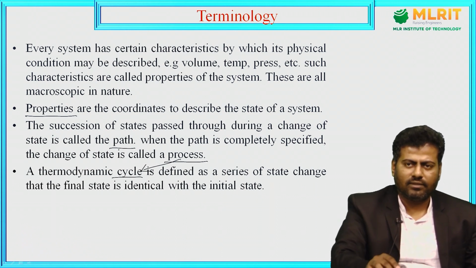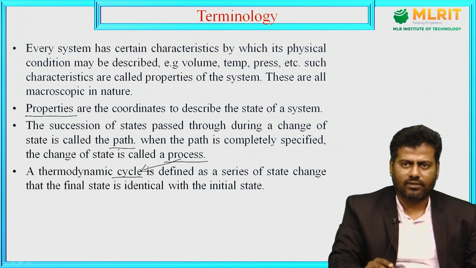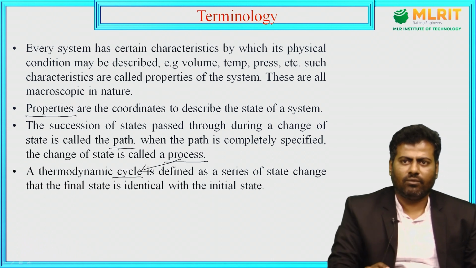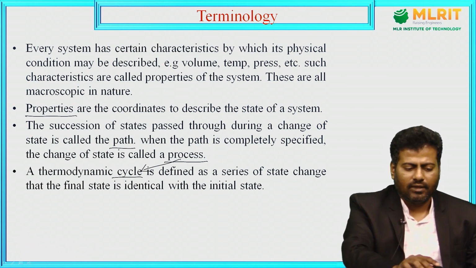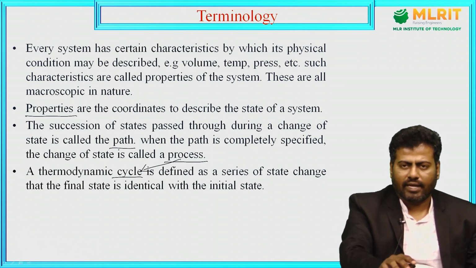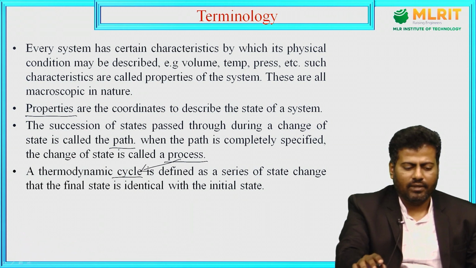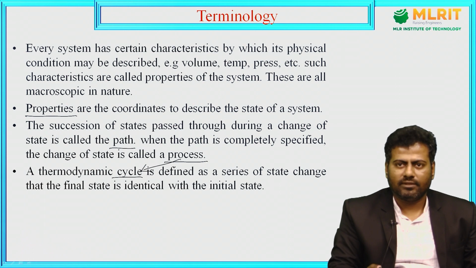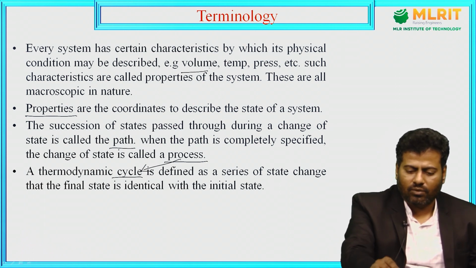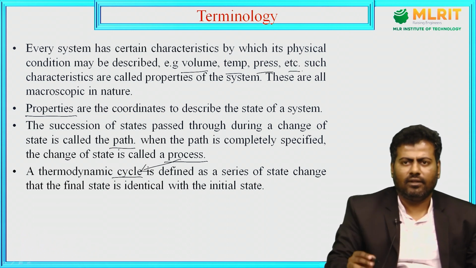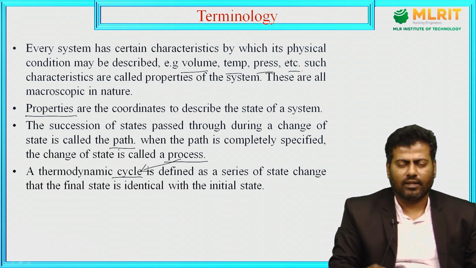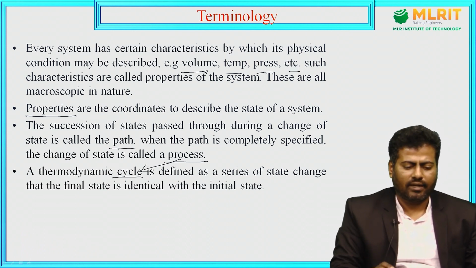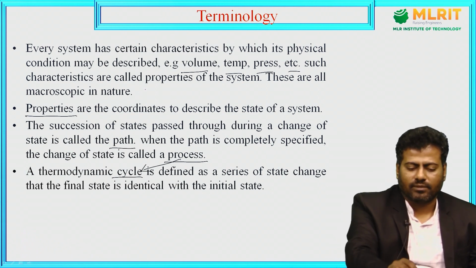That is what we have mentioned here. This is whatever we discussed in the previous slide; we have a summary over here. Listen here. Every system has certain characteristics by which its physical condition may be described. Described means it is measurable. Examples are volume, temperature, pressure, and so on. Density and composition we can also include. Such characteristics are called properties of the system.